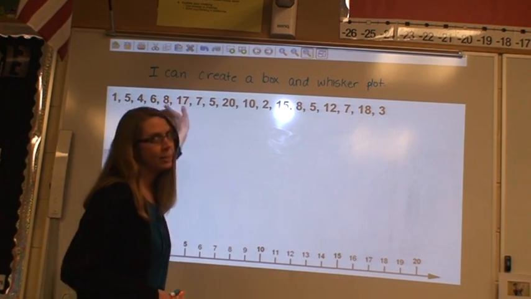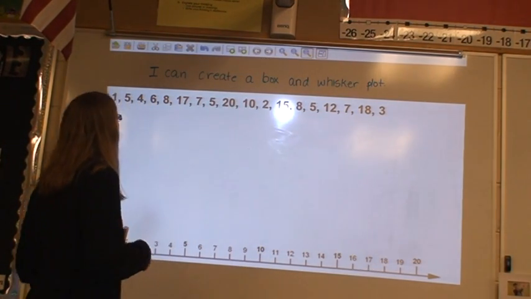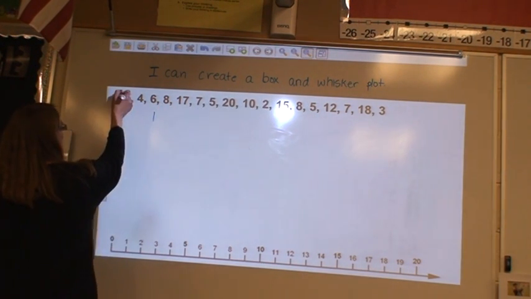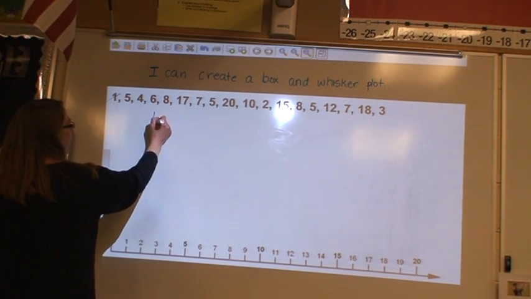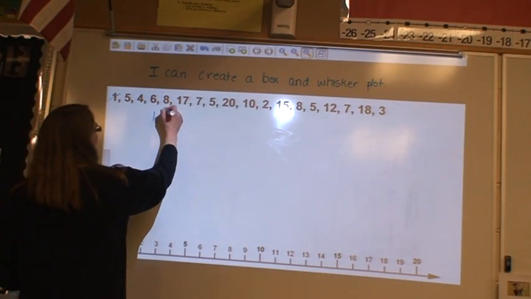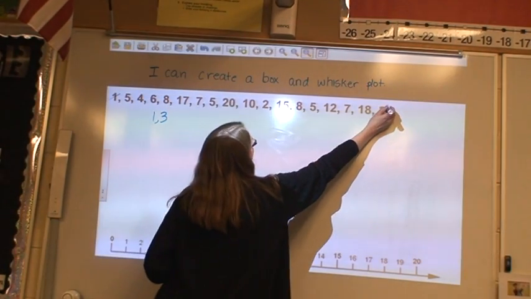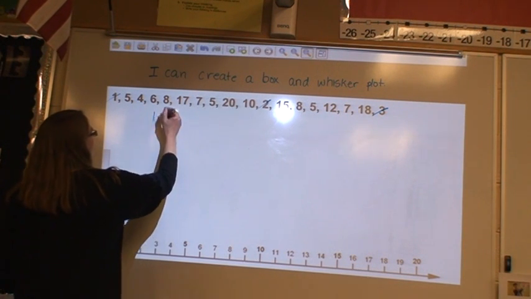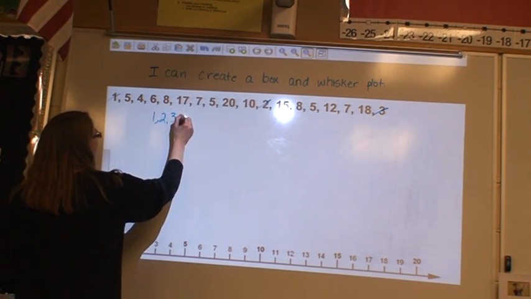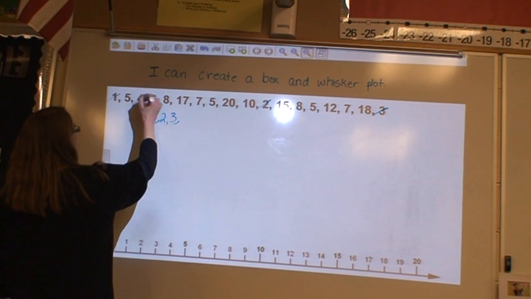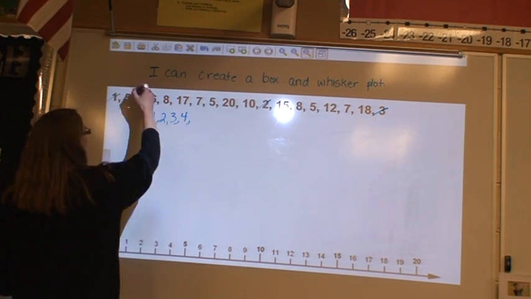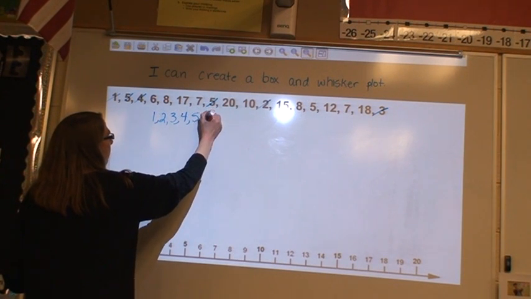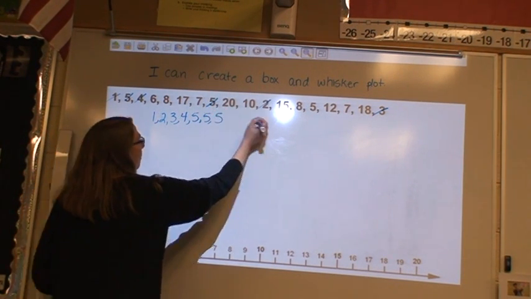So we're going to put our data in order so that we can find the median. So I'm going to start with the number 1. I'm going to cross them out as I go so I can make sure I didn't miss anything. I've got a 3 over there. Oh, I missed a 2, so I'm going to squeeze him in. Actually, I'm going to erase. Put a 2 in there, a 3. I see a 4. I've got a 5 and another 5. Oh, I have another 5 over here.